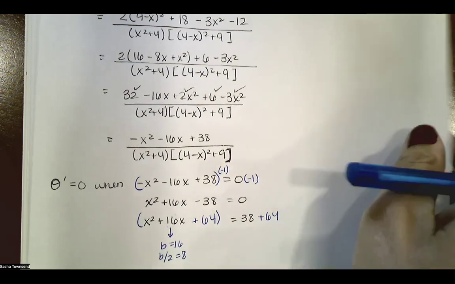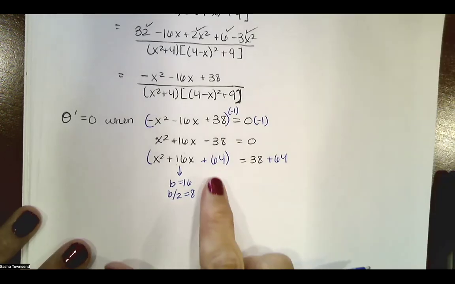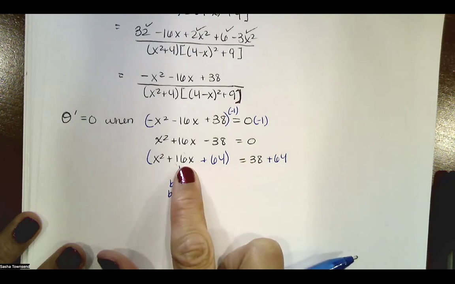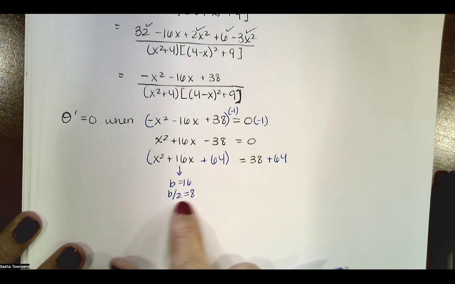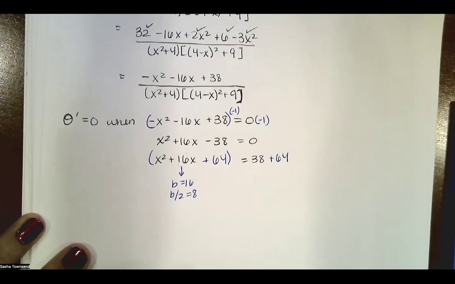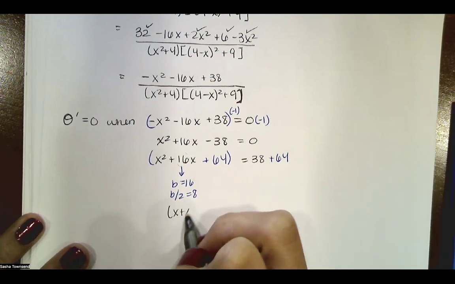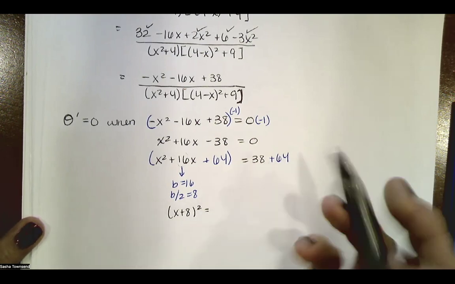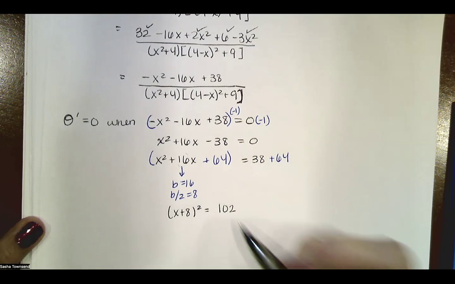On the left-hand side, we can factor that. We're looking for two numbers that multiply to give us 64 that add to 16. They're always that b over 2. It's going to be 8. So this is x plus 8 times x plus 8, or x plus 8 quantity squared equals 38 plus 64, which is 90 plus 12, which is 102.